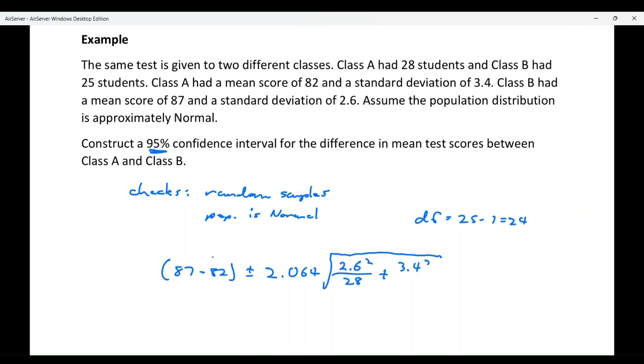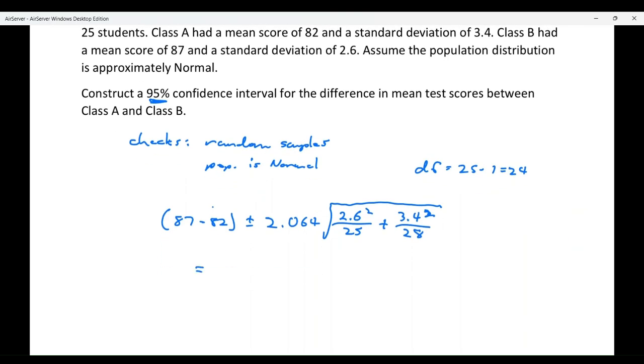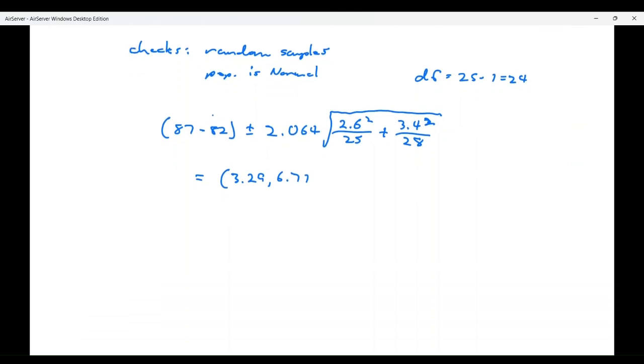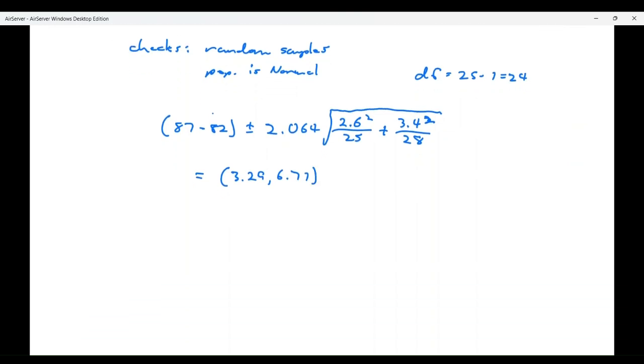Square that to put it into variance. Divide by its sample size of 28. Oops, I'm sorry. The first one should be 25, not 28. So 25 here, 28 for the second. And then again, we're square rooting to take what is now variance and bringing it back to standard deviation. And that would give us an interval of 3.29 to 6.71.